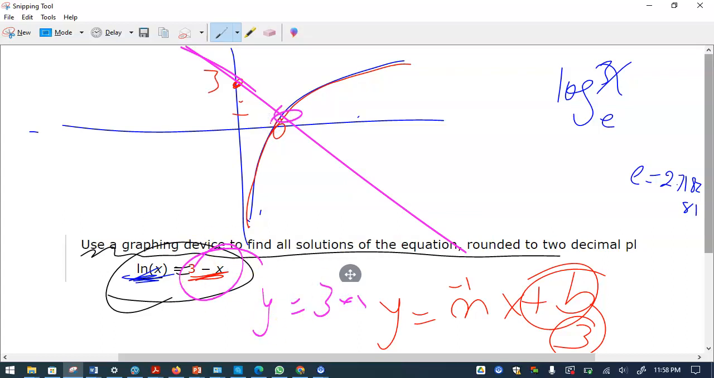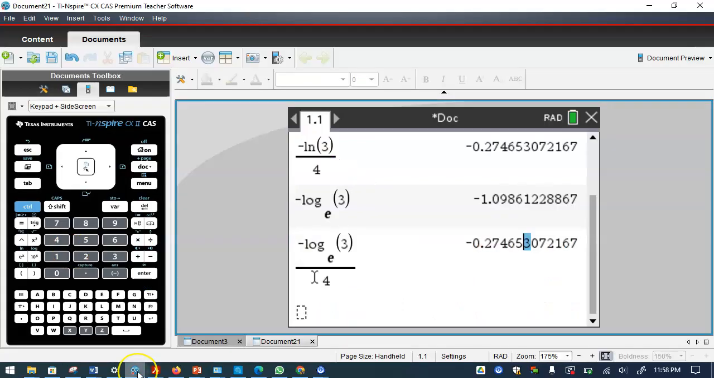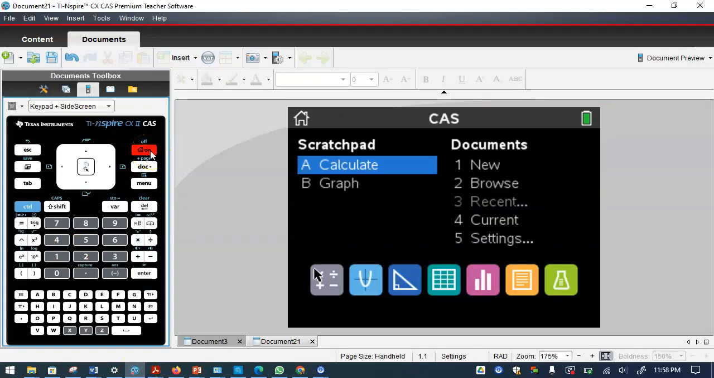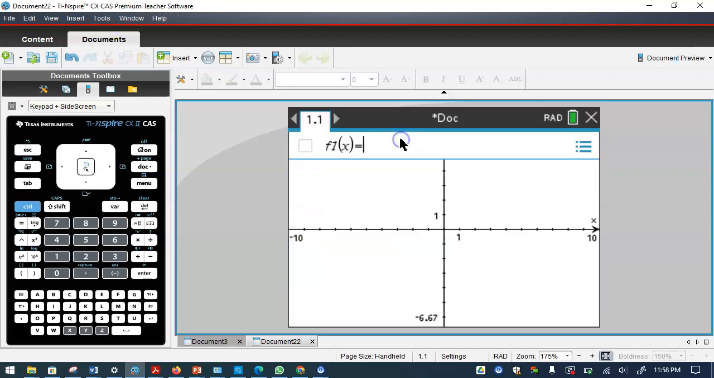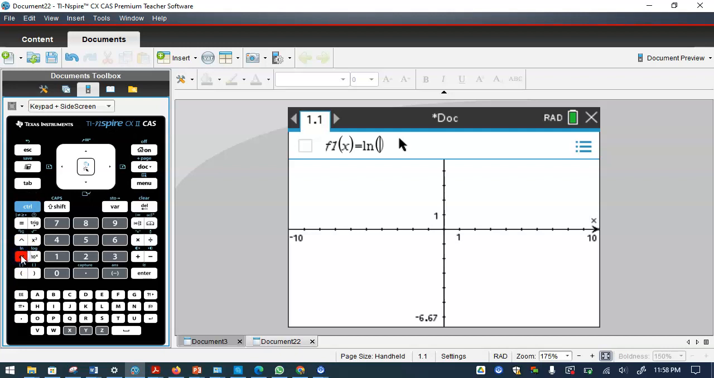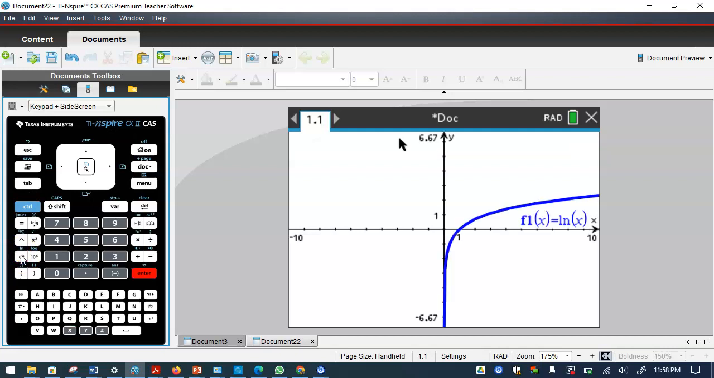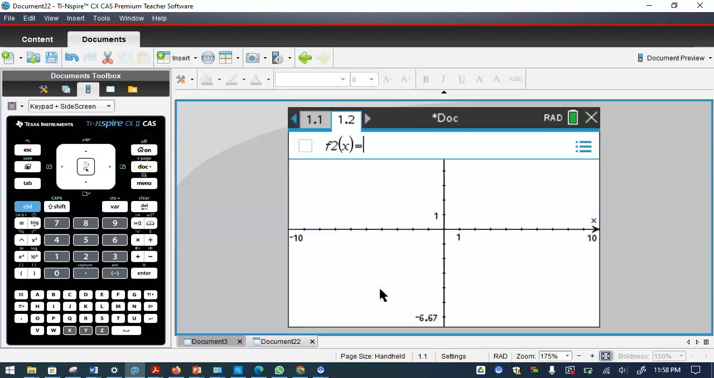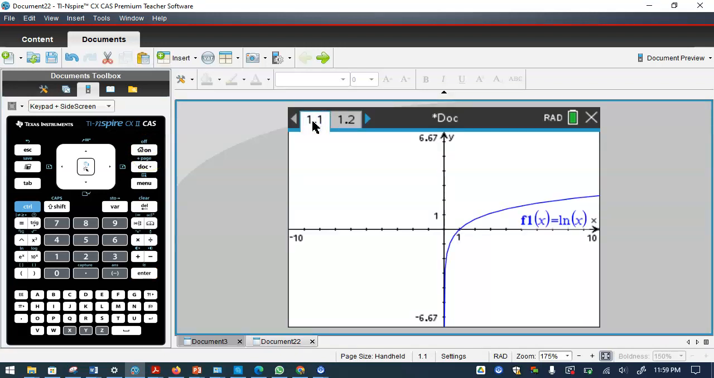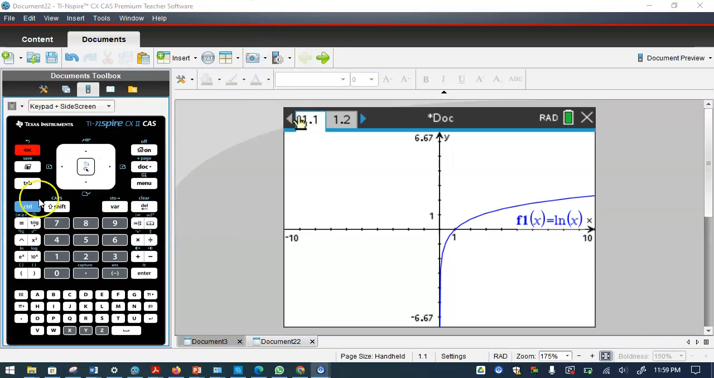So our question is, where do they meet? All we can do is just use the calculator and figure it out. Let's go directly to the Inspire and take a new graph. So we have two equations. One is this one. Let's put ln of x, and there you go. And I want to also put another graph, the second one, 3 minus x.